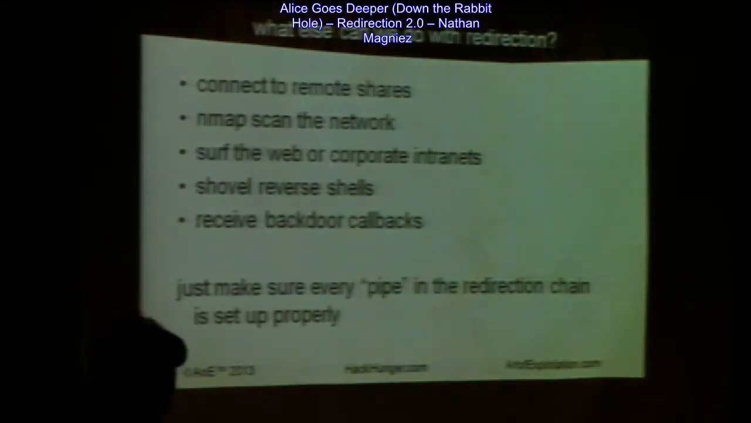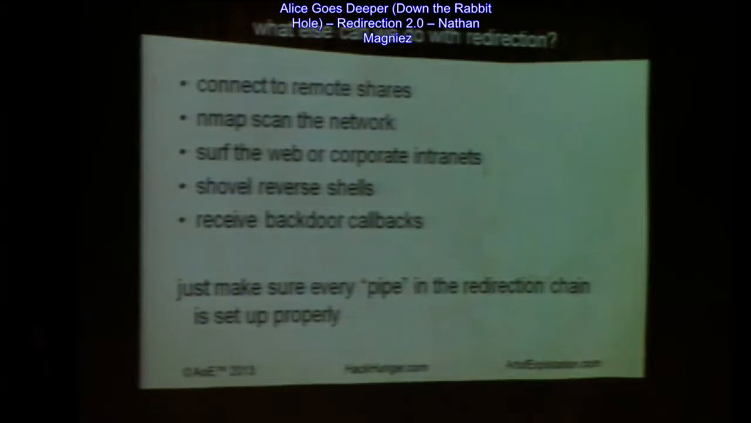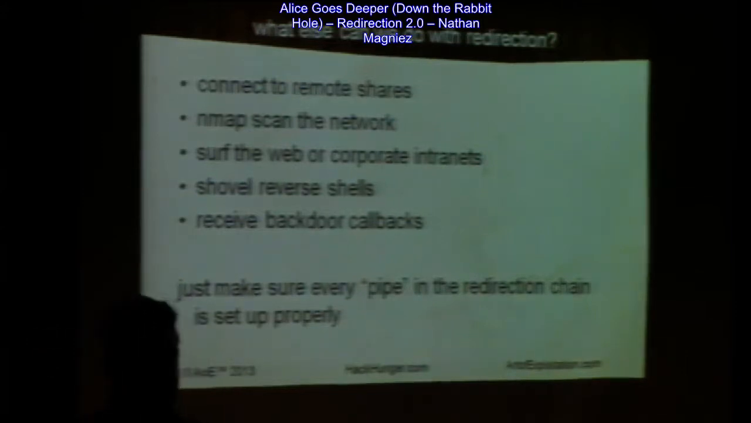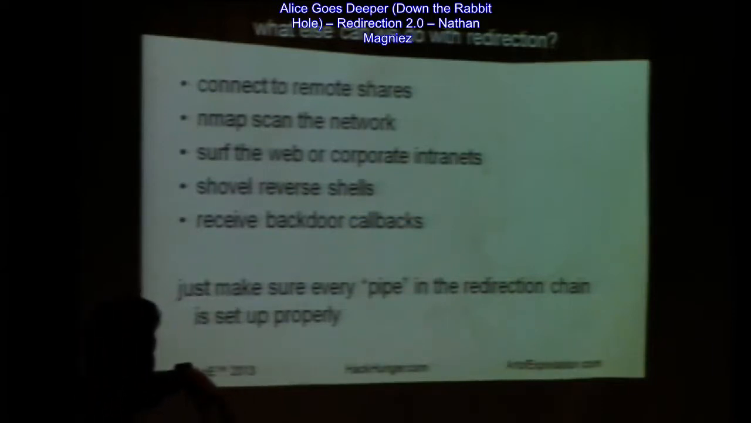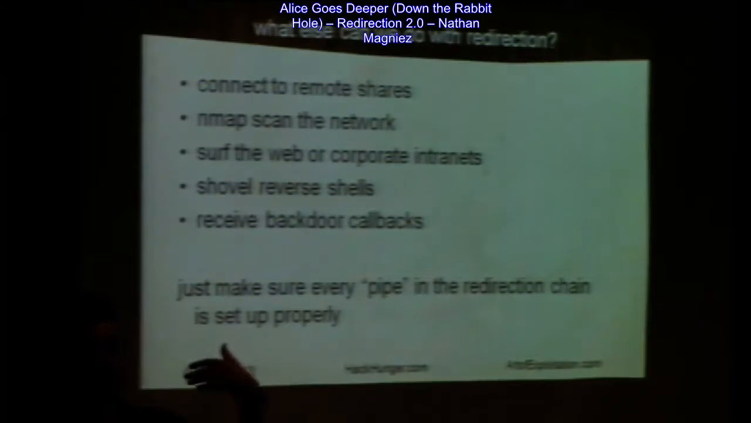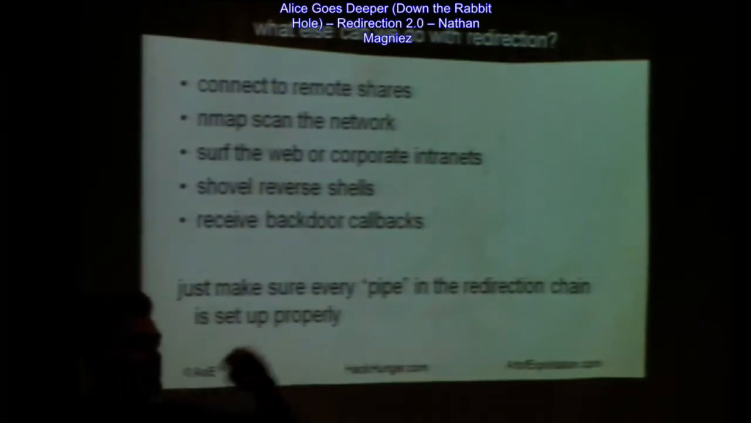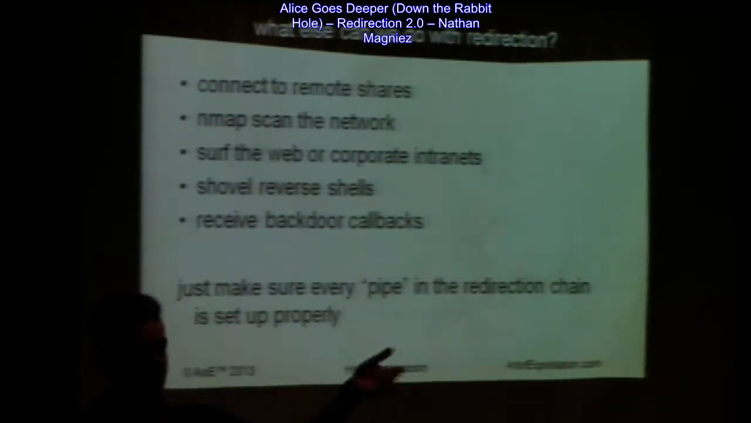All right, so what else can we do with redirection? Well, anything, right? It's that simple proxy again. We can connect to network shares. We can surf the web or corporate internets. We can get reverse shells back out to us. In that previous scenario, we had a listening shell bound to that internal target. We can also tell it, what if this exploit is going to shell out? We need to set up redirections for that to come back and receive the backdoor callbacks.